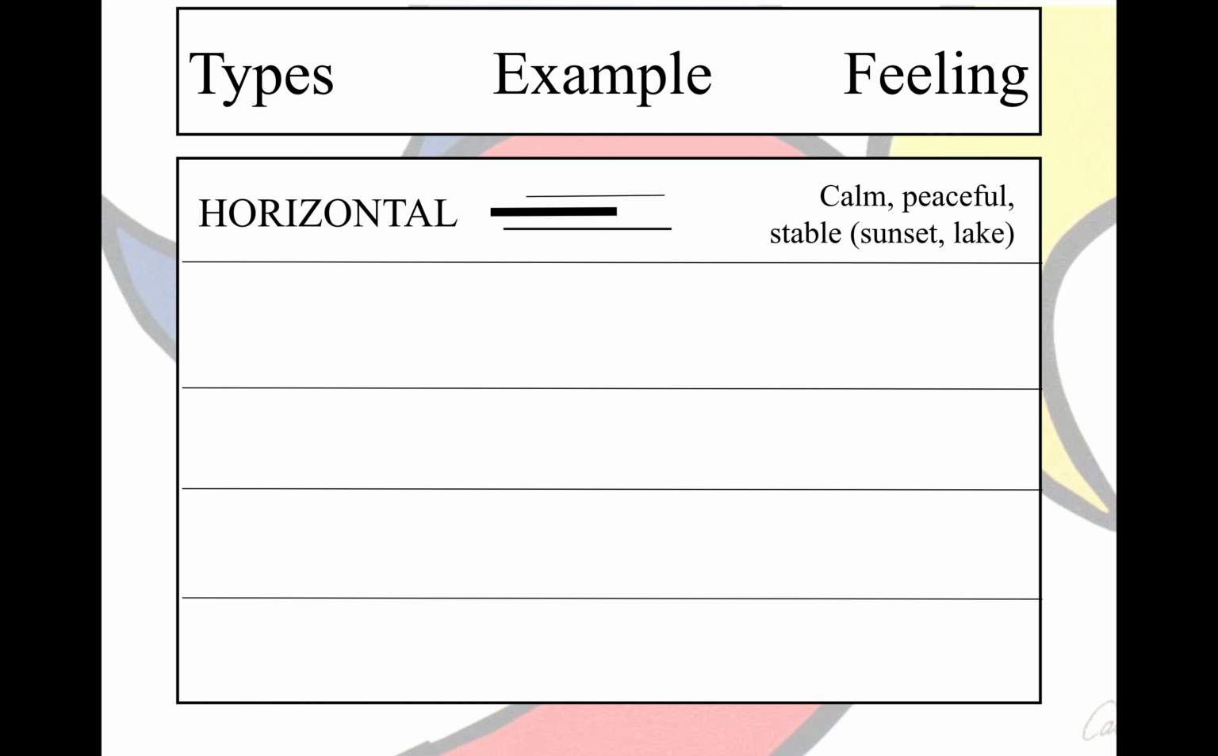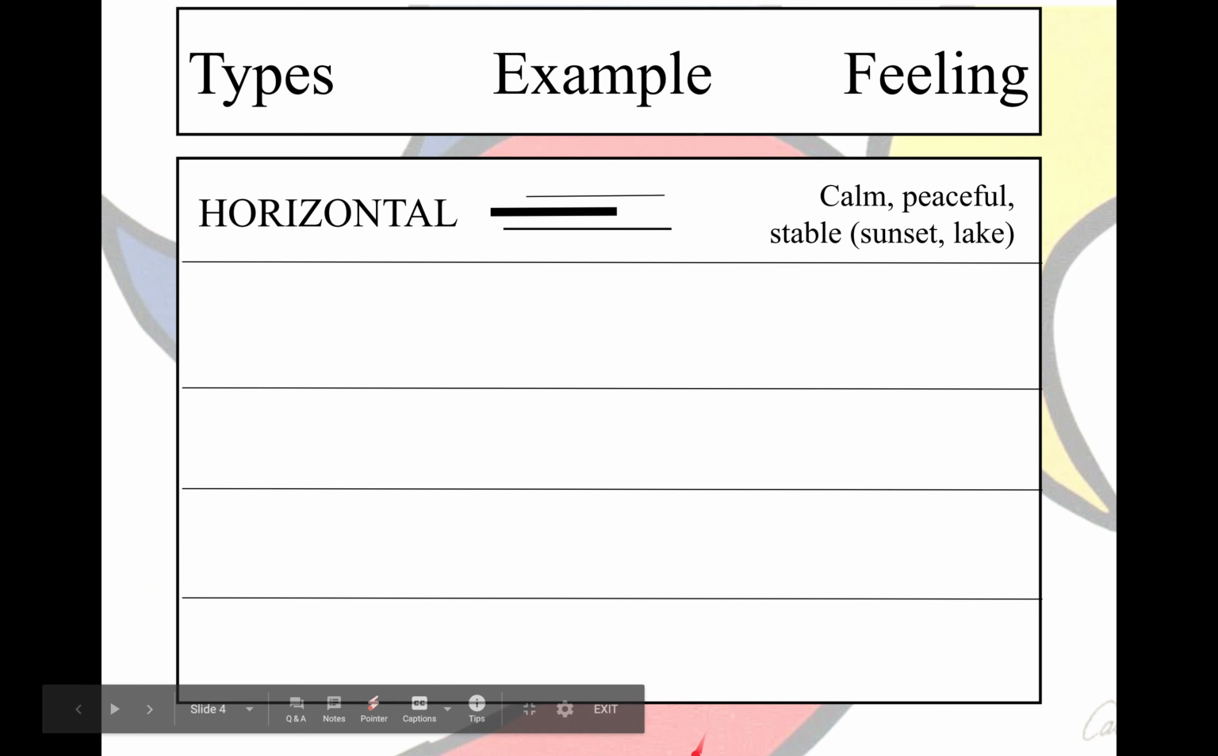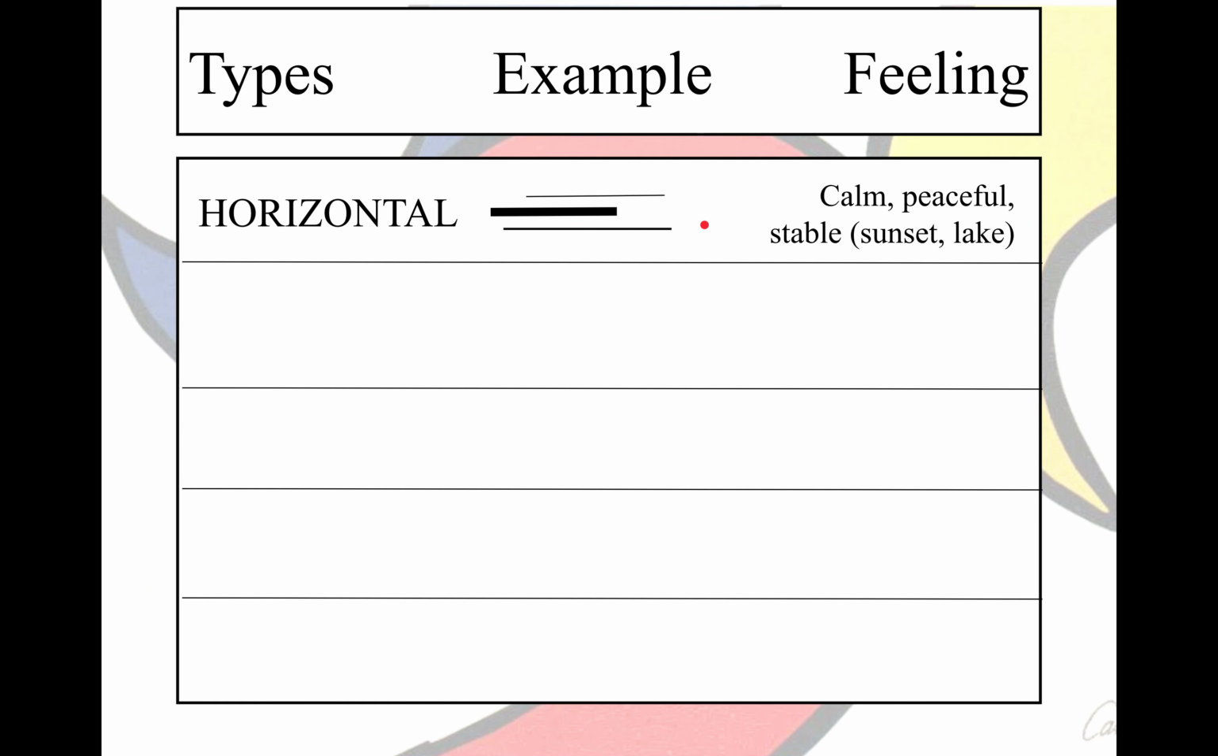First, we have horizontal lines, and the example shows that these types of lines run side to side, left to right. And when used in an artwork, they can create a calm, peaceful, stable feeling, kind of like a sunset or a lake.